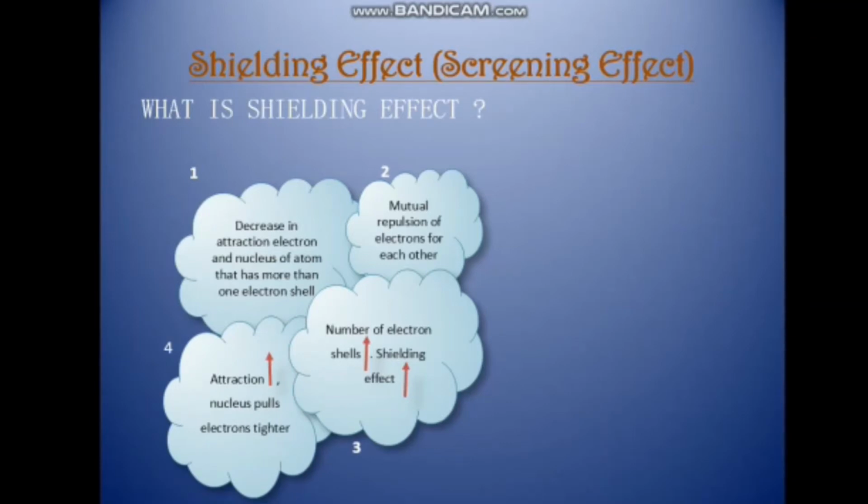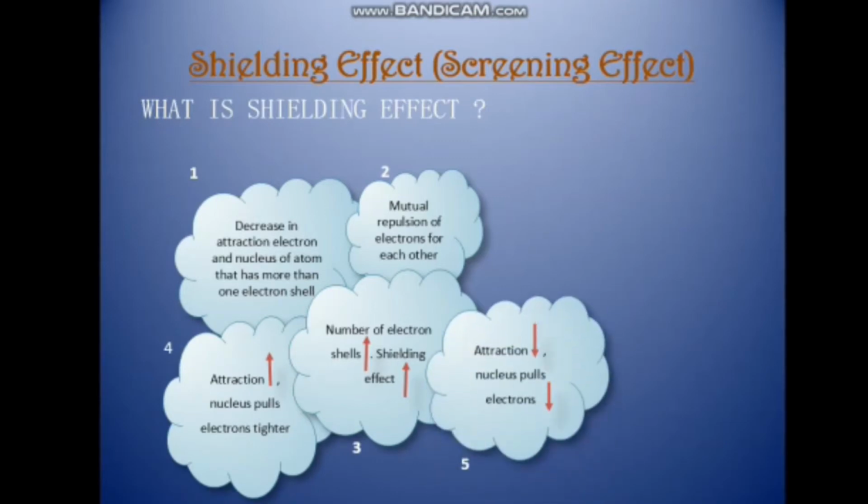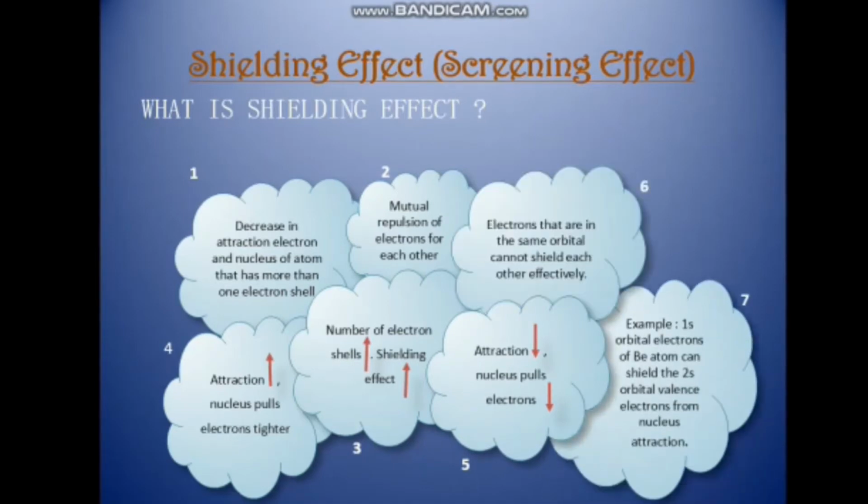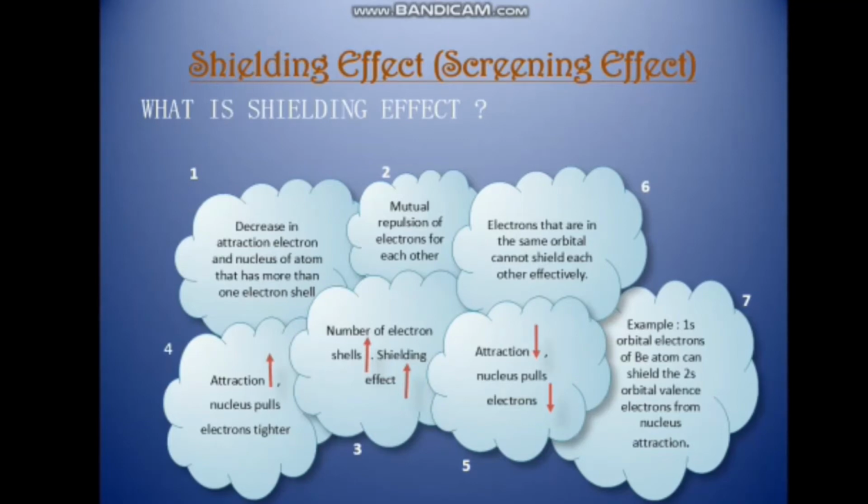We must know that when the attraction between the nucleus and electrons is strong, the nucleus pulls the electrons tighter, while when the attraction between the nucleus and the electrons weakens, the nucleus pulls the electrons less tightly. The electrons that are in the same orbital cannot shield each other effectively. Why? This is because they have the same average distance from the nucleus. Therefore, the electrons in 3s orbital don't shield the 3s electrons. For example, 1s orbital electrons of beryllium atom can shield the 2s orbital valence electrons from nucleus attraction.